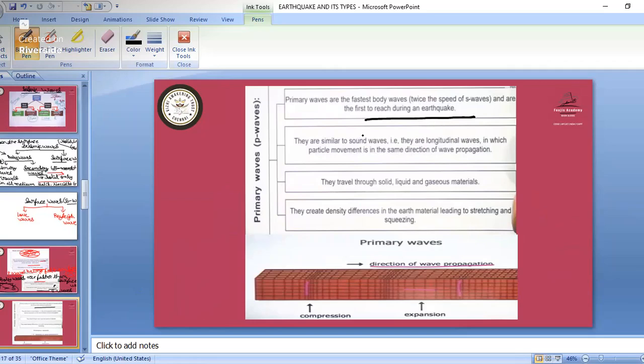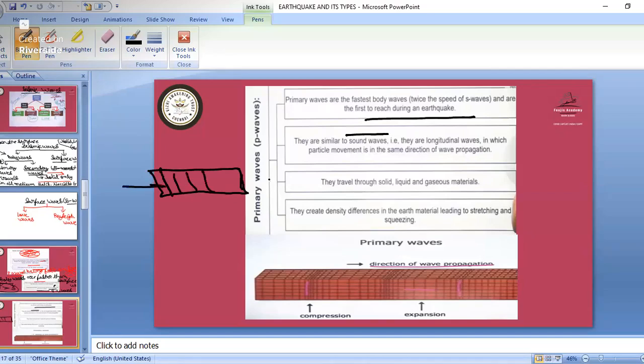Then primary waves, remember that they are similar to sound waves. Regarding this part also, questions are given. They are similar to sound waves and they are longitudinal waves. Meaning, when we have these P waves, they travel like you would have seen in the harmonium, that musical instrument. They travel like a spring.